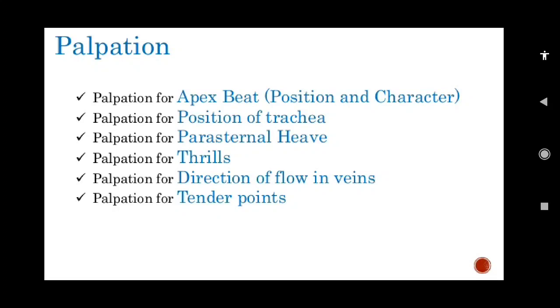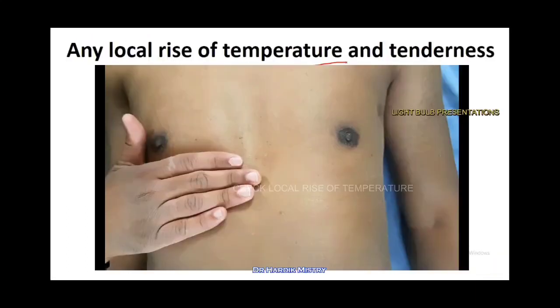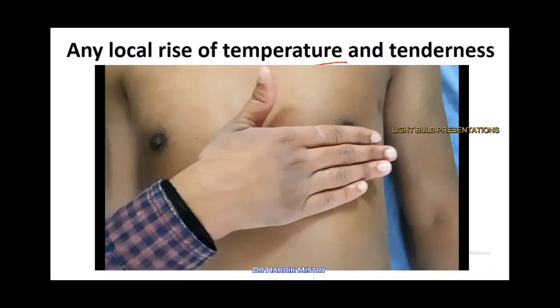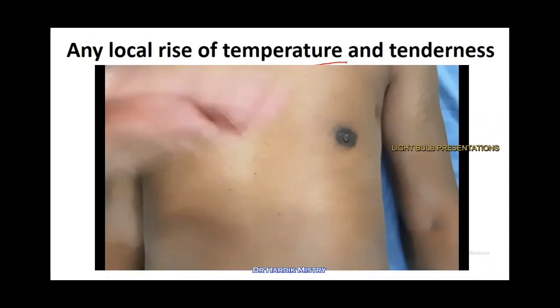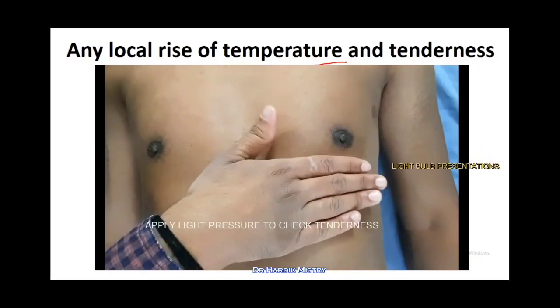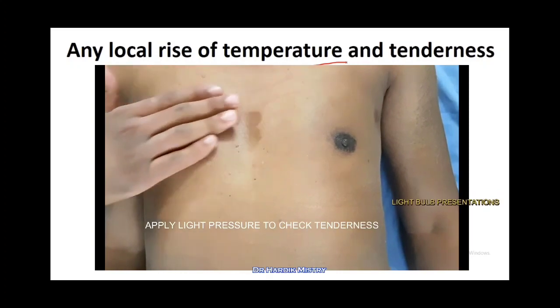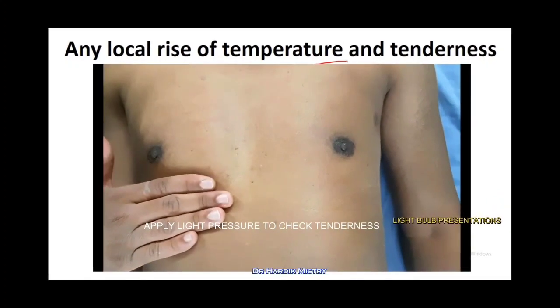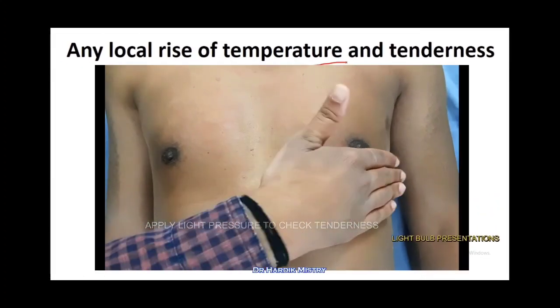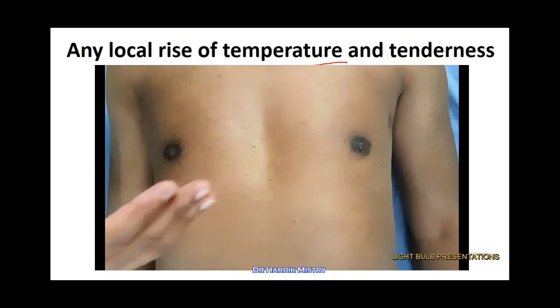Before going to all this, we have to first feel for the temperature and any tender points over the precordial area. So rub your palms and then place them over the different precordial areas. You can see any temperature rise because of tumor or inflammation, and then by giving light pressure you can observe for tenderness.